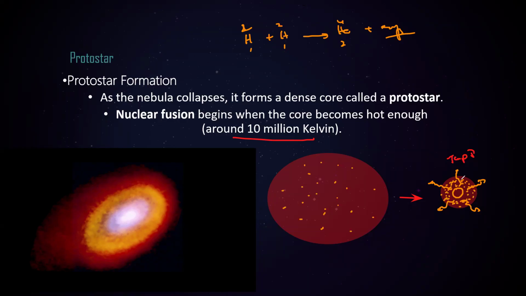The star will have two things. One is the radiation pressure, the pressure of the radiation which is going outward. Another is the gravity, which is pulling everything towards the center. So gravity tries to pull things towards the center and the radiation tries to push everything out.